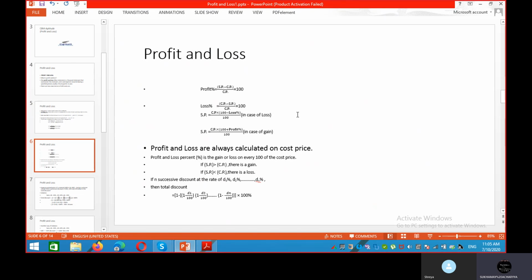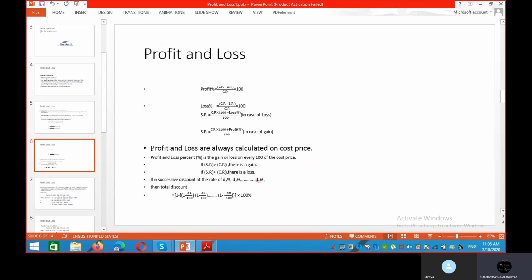What is profit percentage and loss percentage? Profit percentage is equal to (SP minus CP), that means the total profit, by CP into 100, and loss percentage means (CP minus SP) by CP into 100. SP is equal to CP into (100 minus loss percentage) by 100 in case of loss, and SP is equal to CP into (100 plus profit percentage) by 100 in case of gain.